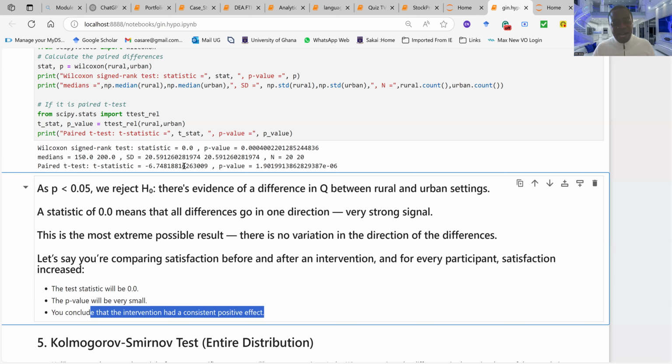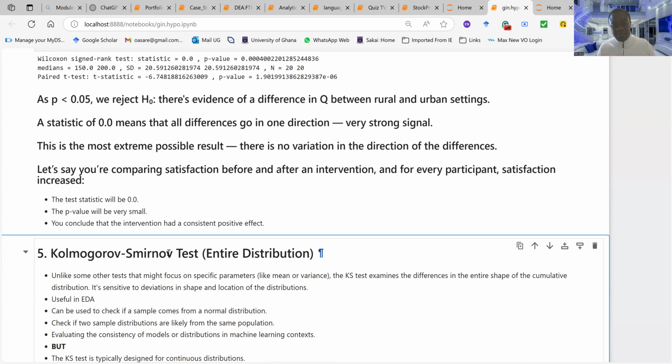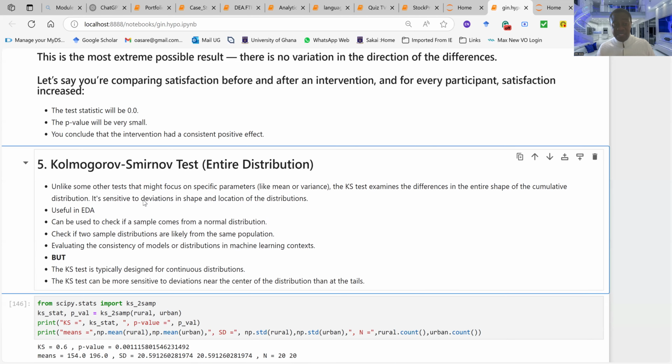All of these things that we've done, guys, they are wonderful. They are superlative. The problem is that they are checking the mean or the median, which is a measure of central tendency. That is center. It's not checking the distribution. So we need a test that will look at the entire distribution of the data set. Which test can look at the entire distribution? One of the tests is known as the Kolmogorov-Smirnov test.